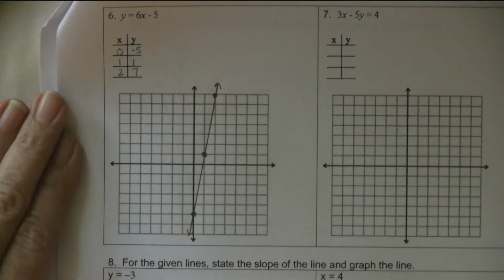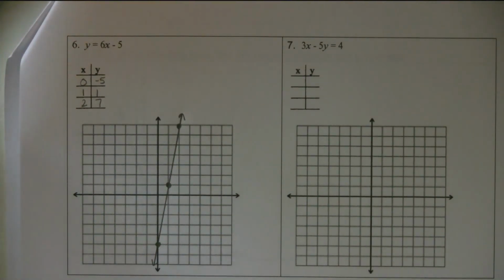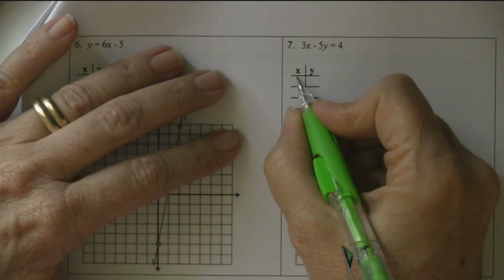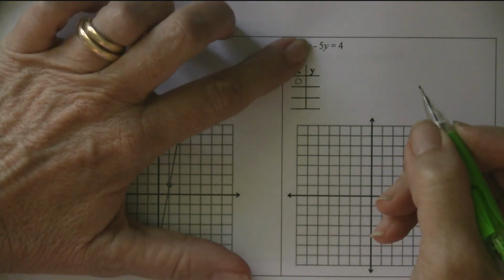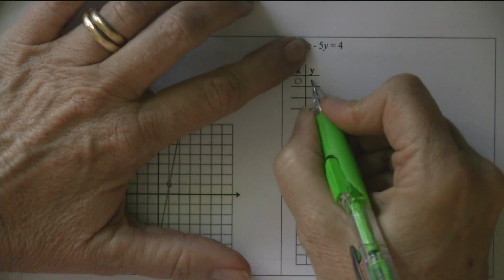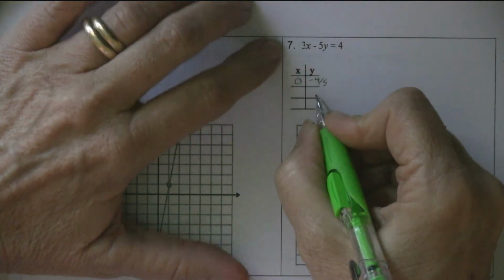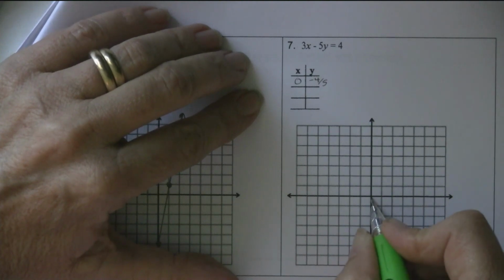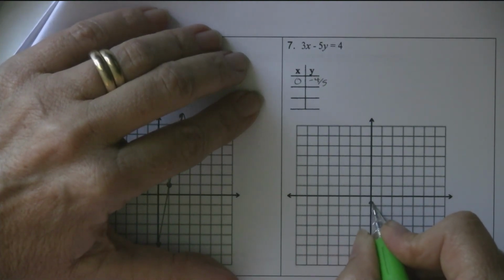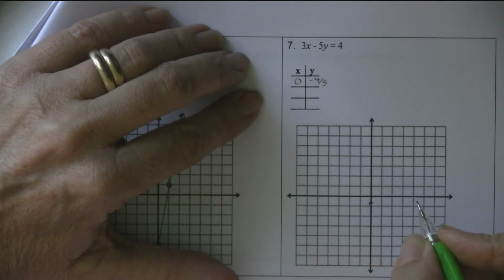Okay, so we did a good job on that. This one's in standard form. Since it's in standard form, I like to choose the zeros. So when I choose x is 0, then I'm going to see that y is -4/5. And where that is when you plot it is over 0, down 4/5, right there, right? Not quite to -1.